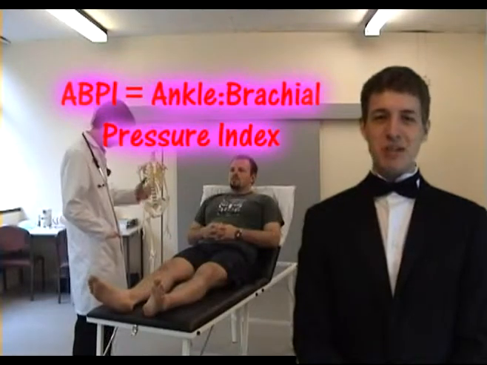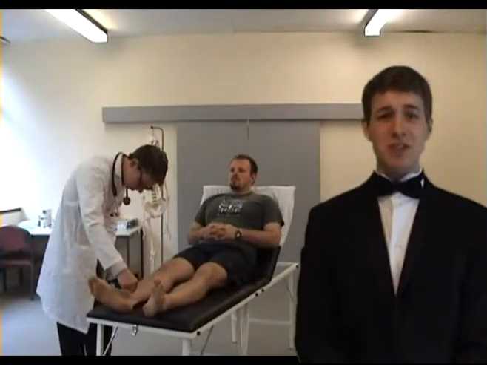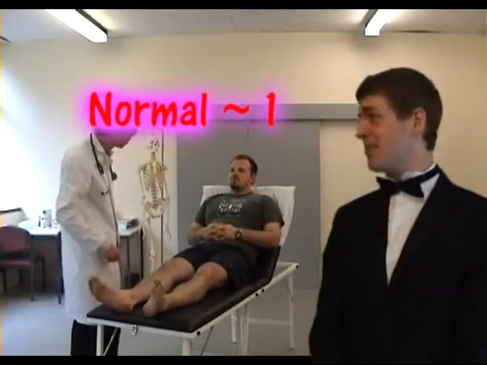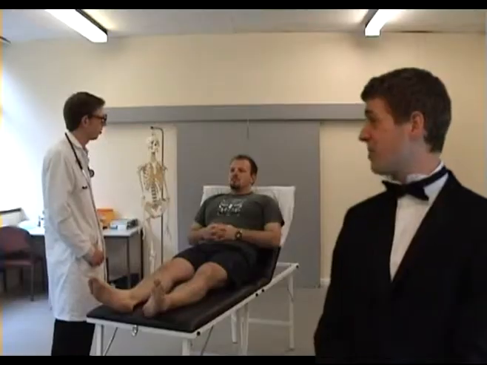ABPI compares pressure between upper and lower limbs using a Doppler scan. Normal results are about 1. But remember Tommy, calcification can lead to artificially high pressures.